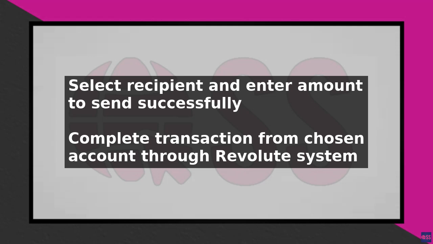Once the recipient is added, you can select them and enter the amount you want to send, along with the account you're transferring from. This will complete the transaction, allowing you to successfully send money to someone through Revolut.